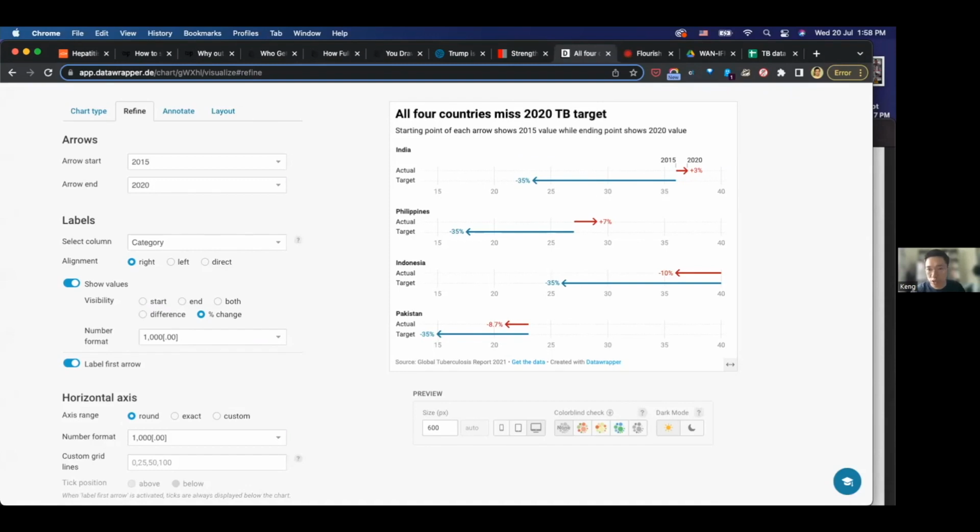Okay, there's a question by Sushmita Panda who asks which one is better, Data Wrapper or Flourish.